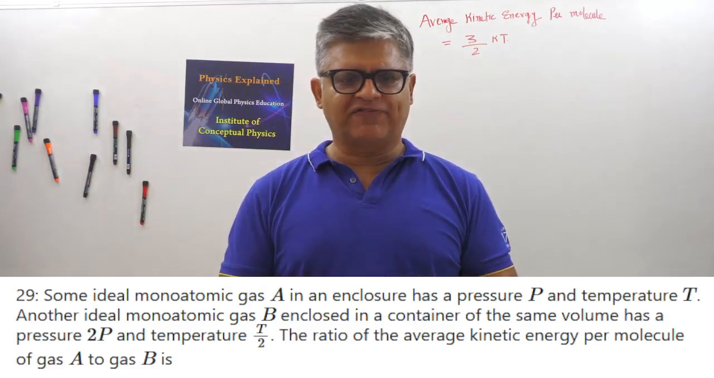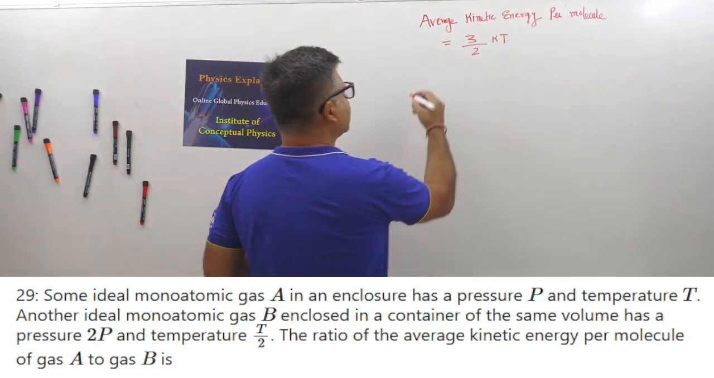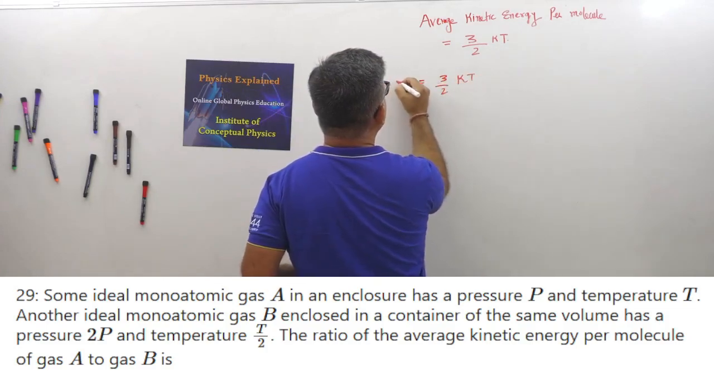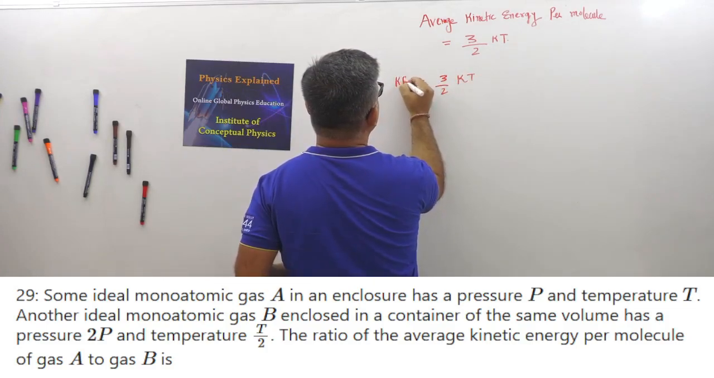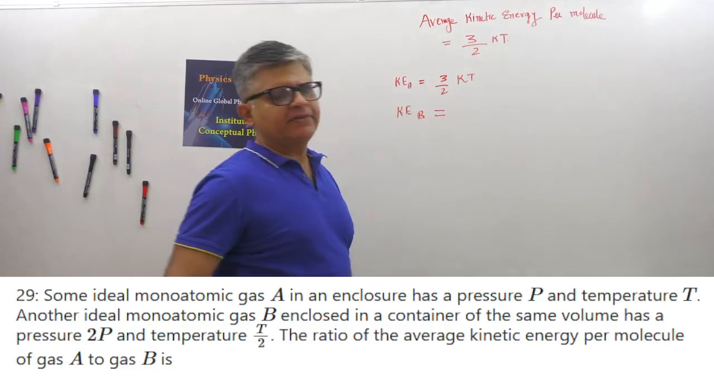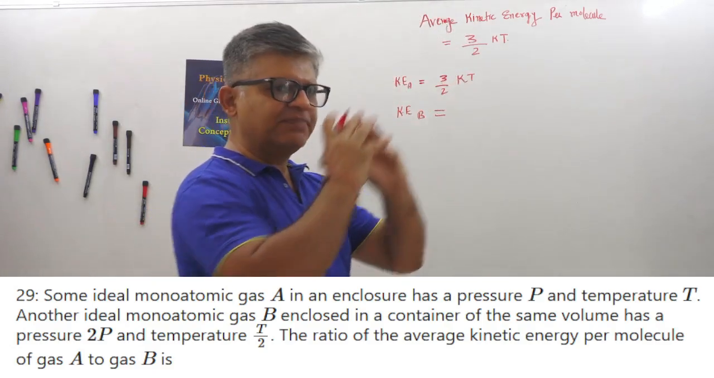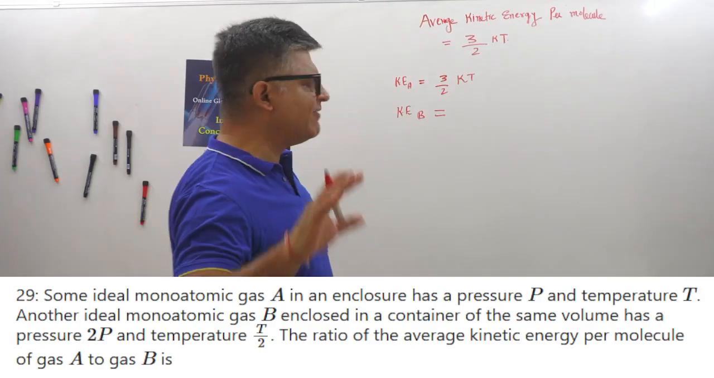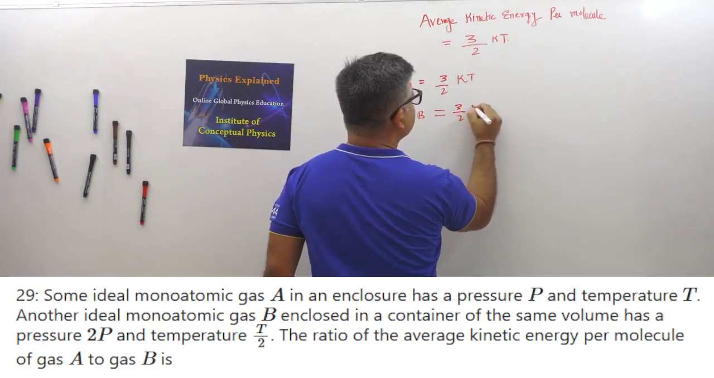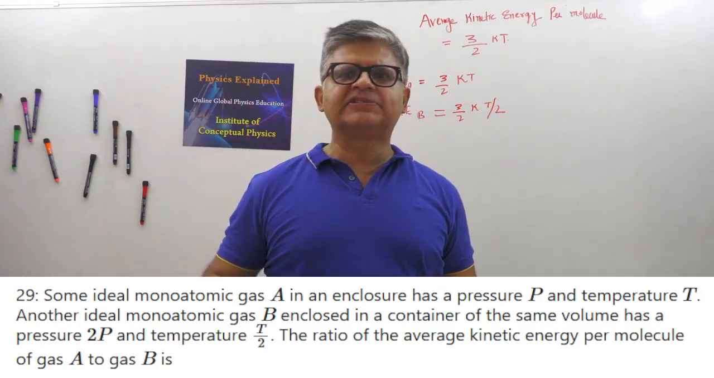So if you were to do a fair comparison of the kinetic energy in this question, you would say the kinetic energy of the first is 3 by 2 kT. And the kinetic energy of B is going to be what? The kinetic energy will depend on the temperature of B. It's in a different container altogether. So this also is going to be 3 by 2 k T by 2. Please ignore pressure and volume in such questions.